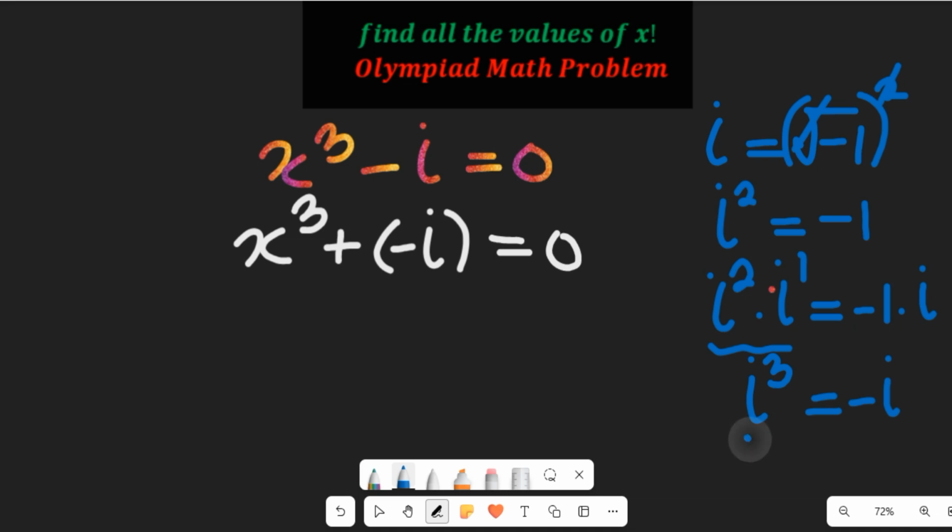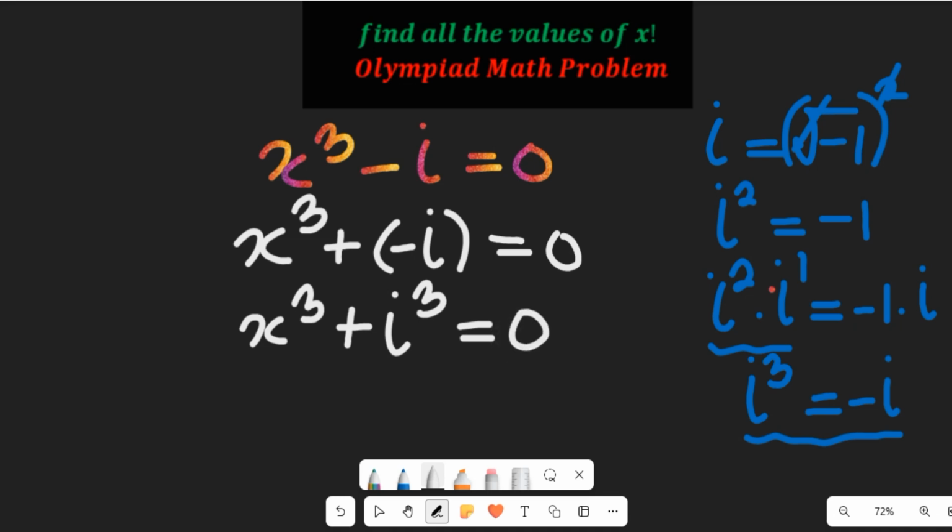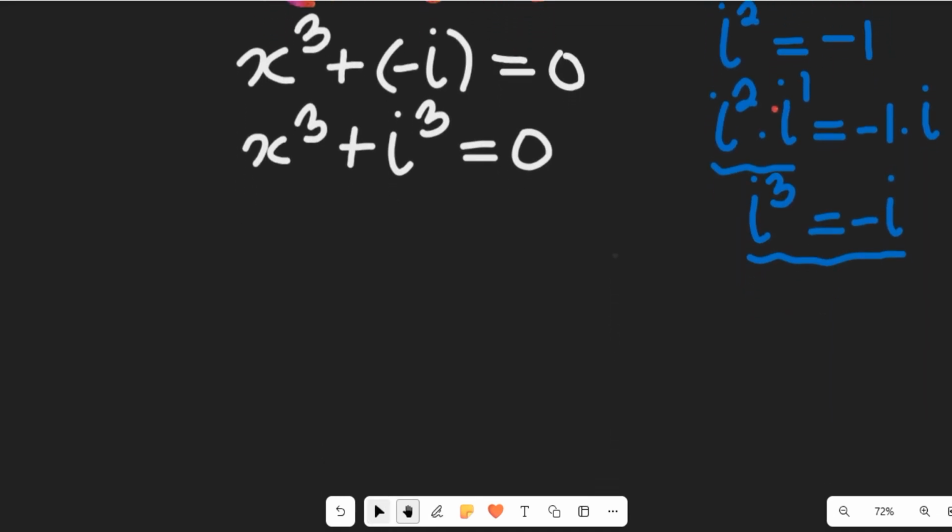So you see, this expression is very important and unique. That means negative i can be replaced with i to the power of 3. So I'll have that expression become x to the power of 3 plus i to the power of 3, and this will be equal to 0. Great. What a unique expression.